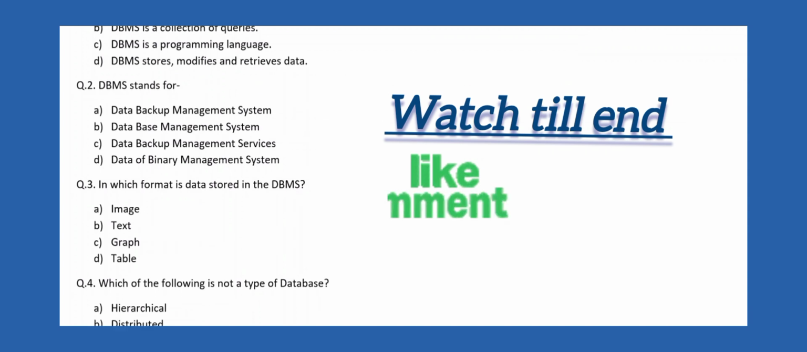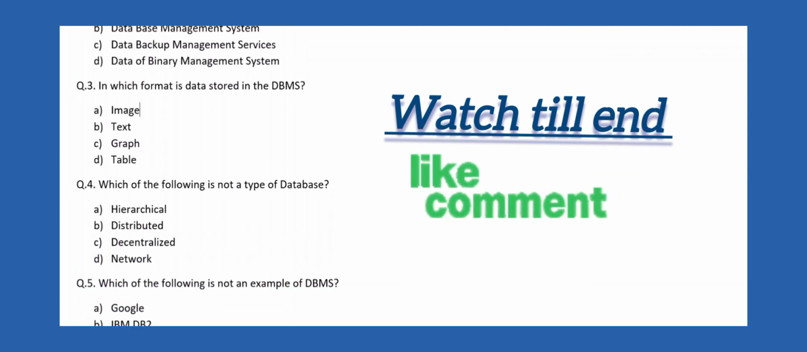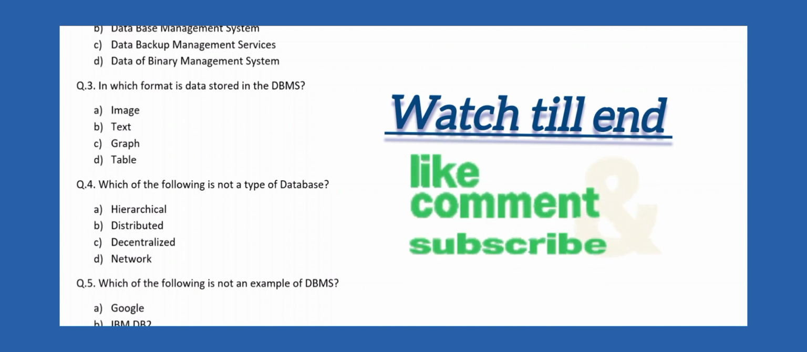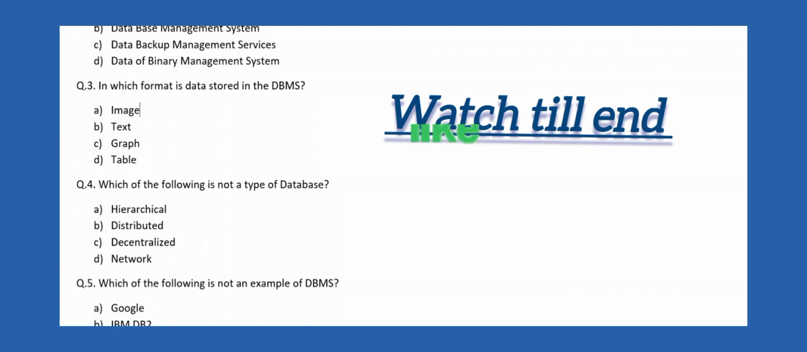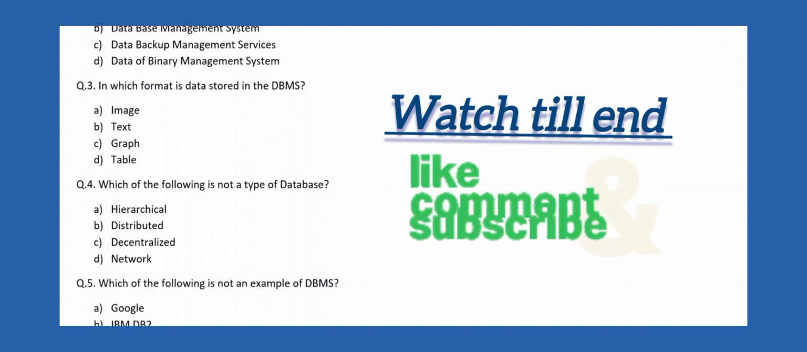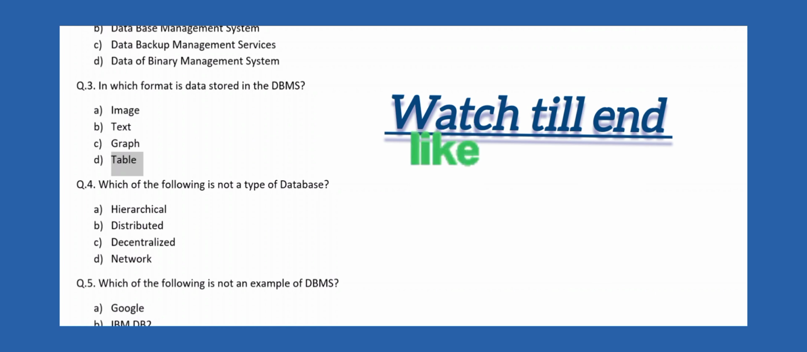Now come to the third question. In which format is data stored in the DBMS? Means the data that we store in a database management system, that is stored in which format? This is the question. So options are image, in the form of text, third is graph, or fourth option is table. So as we all know, in DBMS we store data in the form of table, that is in the form of rows and columns. So the correct answer is the last answer, that is table.